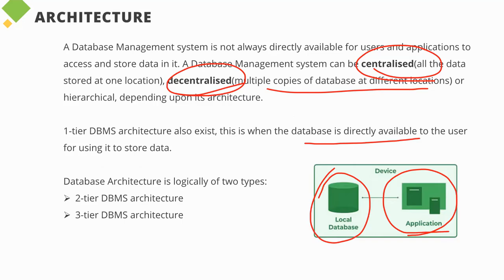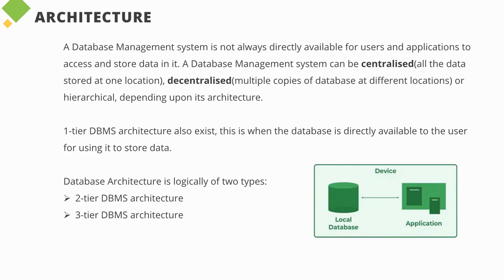For the one-tier DBMS, take your computer: whatever you paint, you store in your CPU, and only your CPU knows that image. Another system behind it can't have access. So it is centralized to your local database and your application. Computers are the best example of a one-tier DBMS. You'll see the two-tier DBMS and three-tier DBMS next.